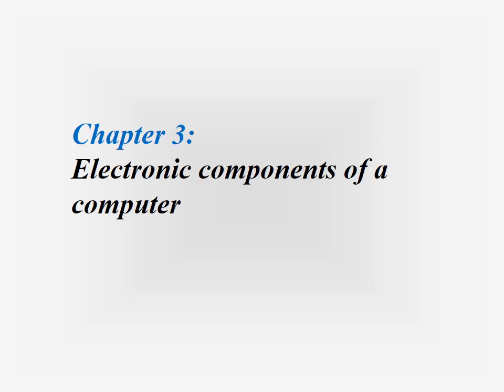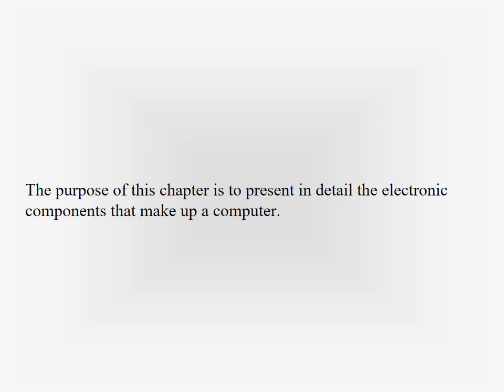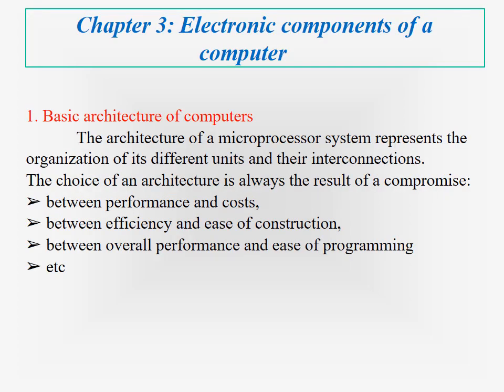Chapter 3: Electronics Components of a Computer. The purpose of this chapter is to present in detail the electronic components that make up a computer. First, we start with the basic architecture of computers.